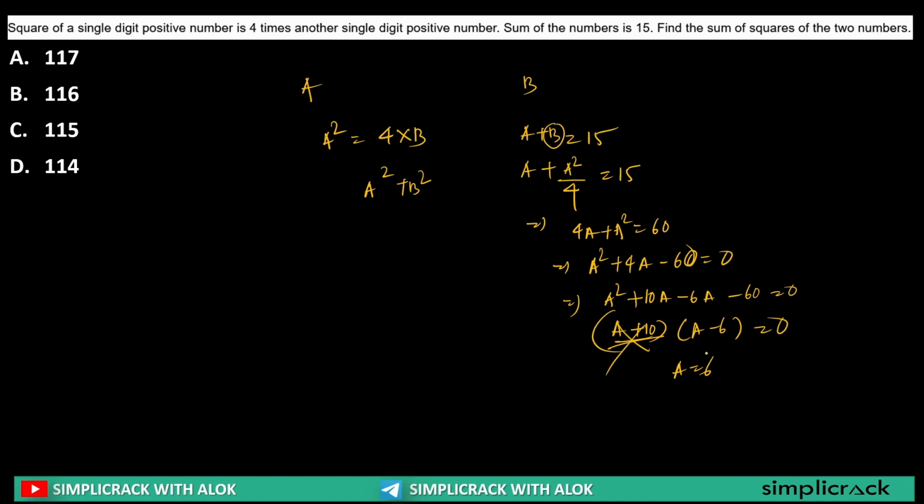So if A is equal to 6, then B is equal to what? 9. So the sum of squares of these is equal to 36 plus 81, that is equal to 117.